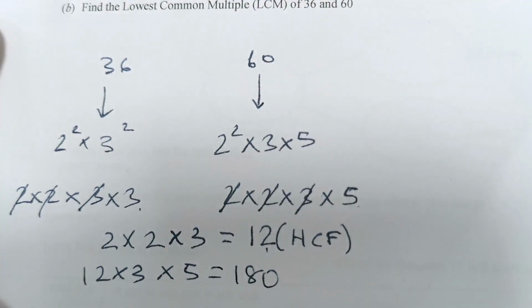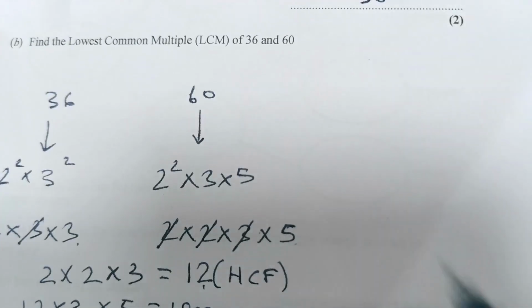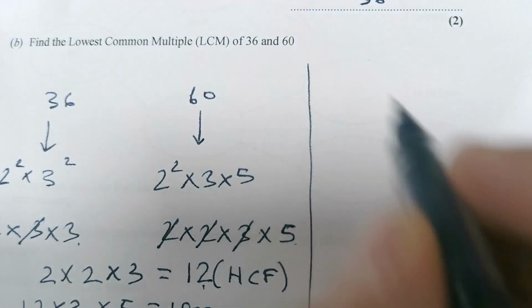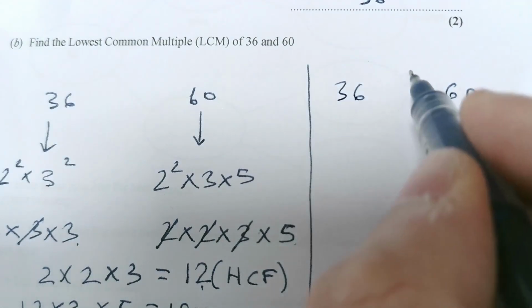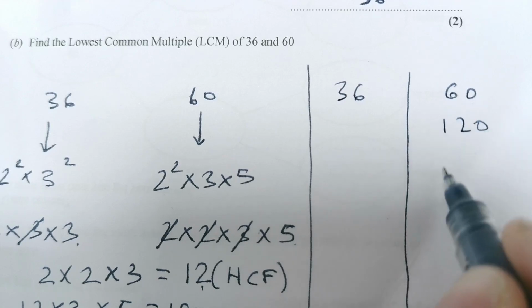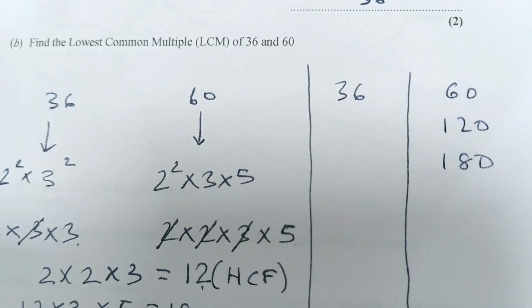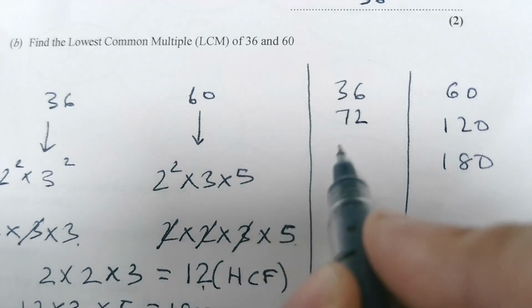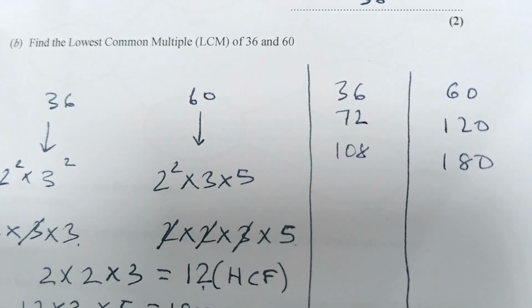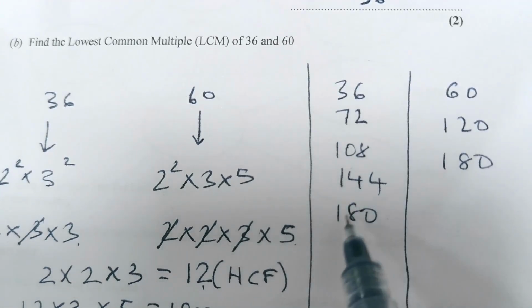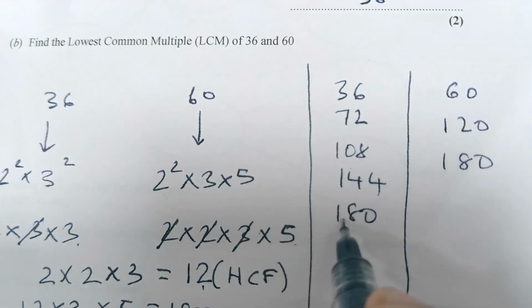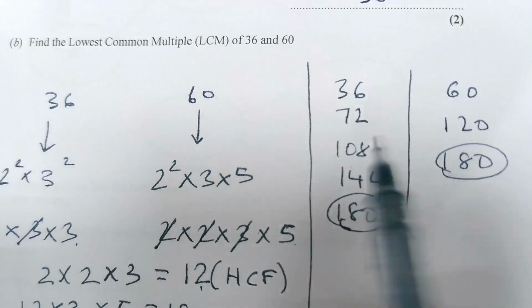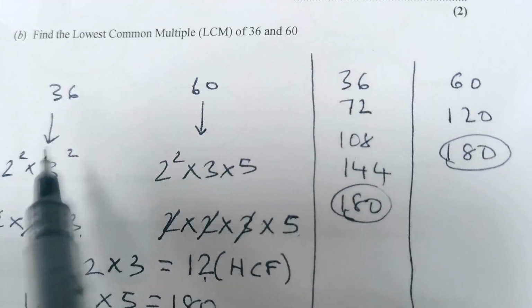Okay. You could have also gone for a different method on that one. You could have done 36, 60. Could have gone for 120 and then 180. And then you keep going with 36. That's 72. I'm using a calculator. 108. 144. 180. So you just write out the multiples and see the smallest one that appears in both lists. I think that might have been an easier method for my students, but this is also useful to know.